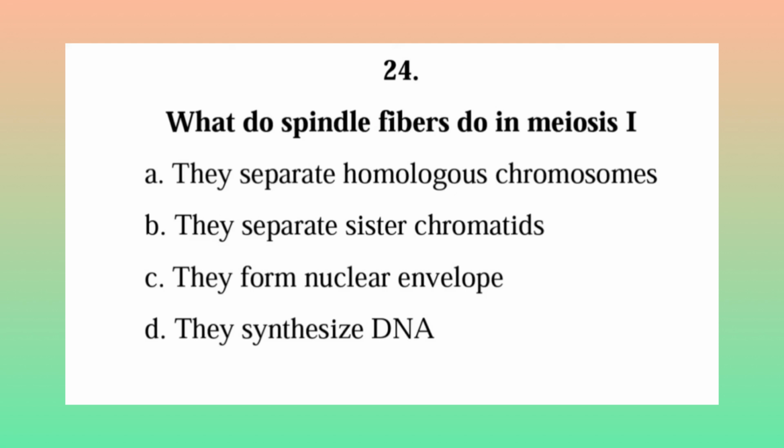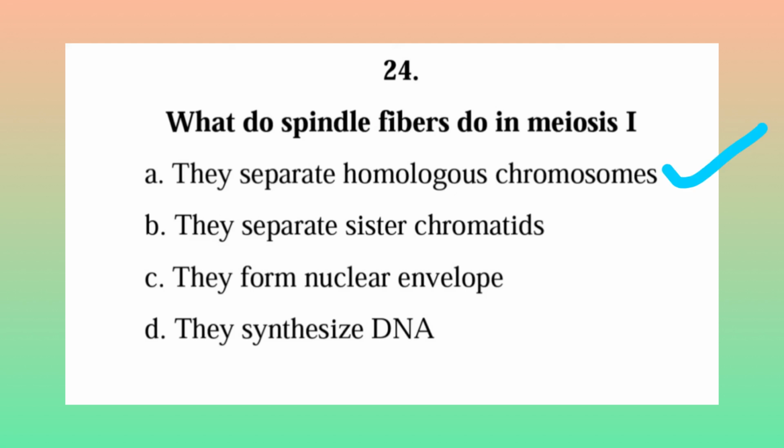24. What do spindle fibers do in meiosis 1? A. They separate homologous chromosomes. B. They separate sister chromatids. C. They form nuclear envelope. D. They synthesize DNA. Answer A.